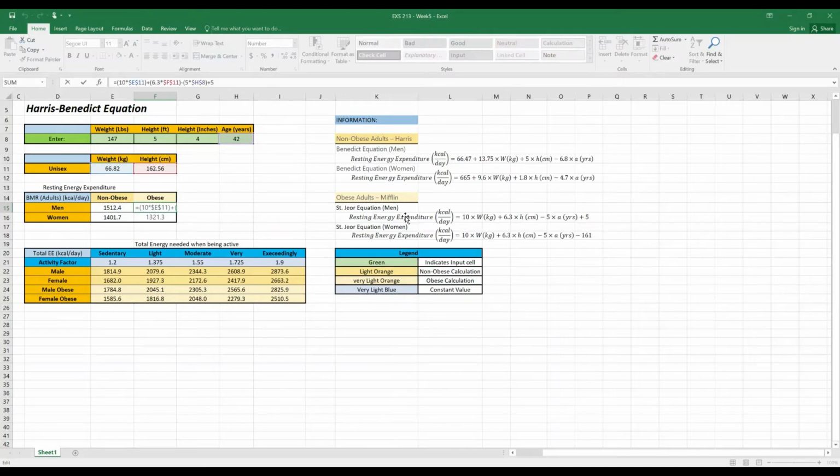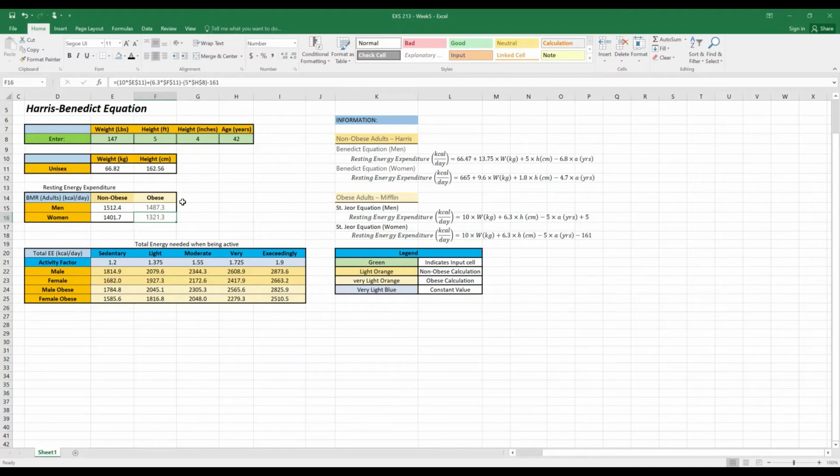Much like the other, for an obese male, it would provide you with this obese adult equation for the resting energy expenditure in kilocalories per day. You'll see right here the weight, the height, and the age in years. This is going to be represented by this equation. Females is going to be represented down here. And then what it does is it provides you with the resting energy expenditure.